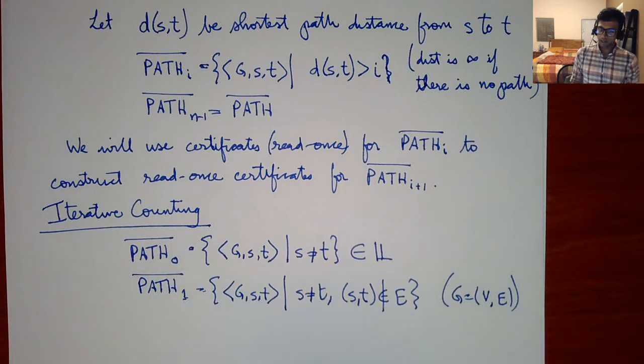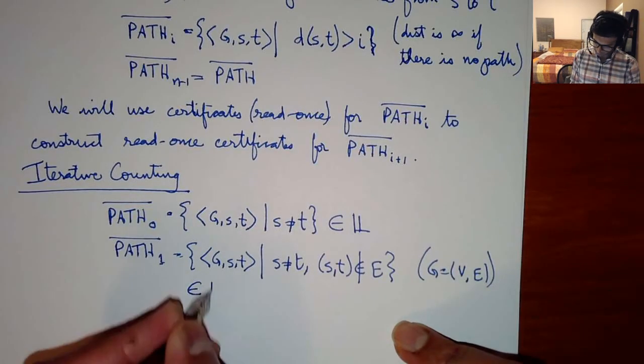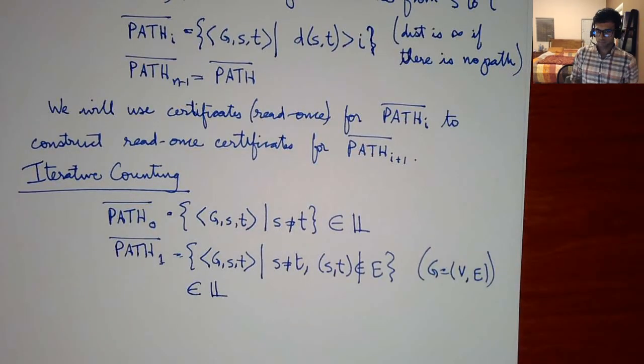What about this language? Can you say something about this language? I think that's also in log space. Why? Because you can just check whether or not the two nodes have an edge, right? You could just go and look this up.